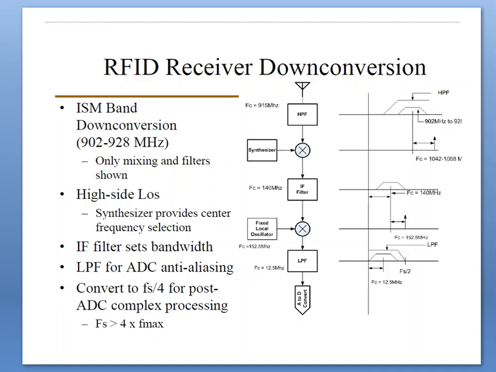Here we are using the ISM band for down conversion, 902 to 928 MHz, and high side line of sight, and IF filter sideband and LPF for the analog to digital anti-aliasing, and conversion of Fs by 4 post analog to digital conversion, complex processing.